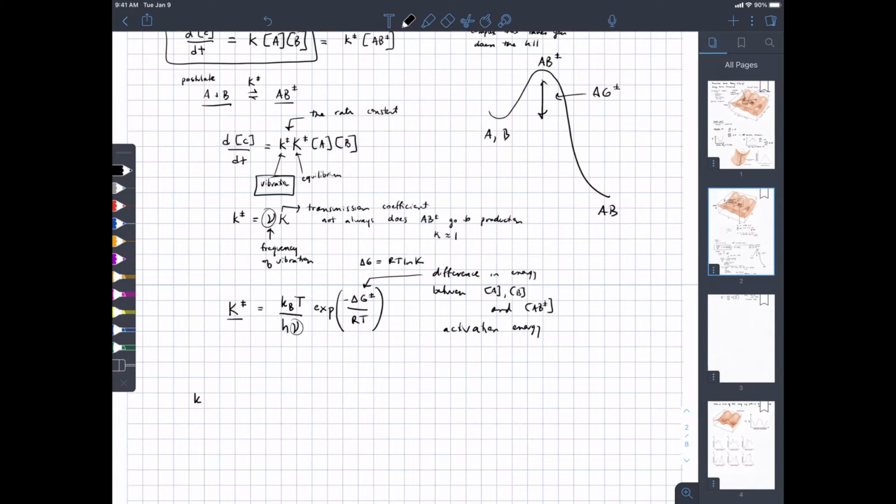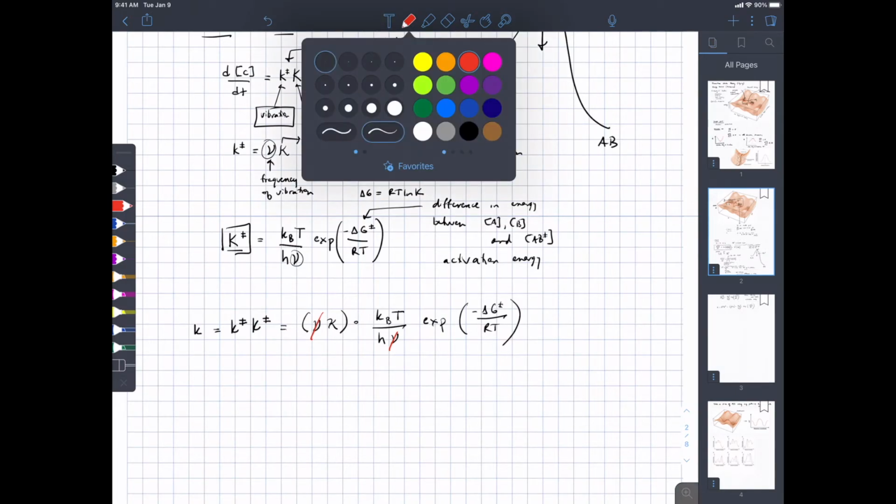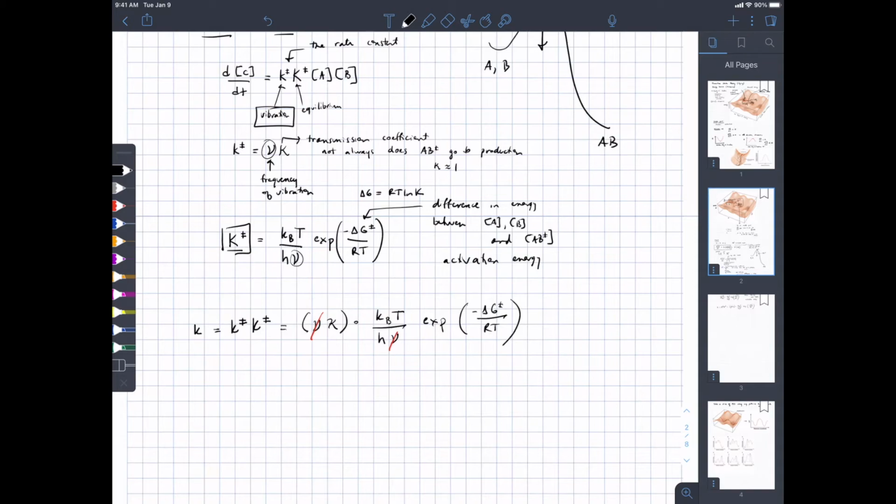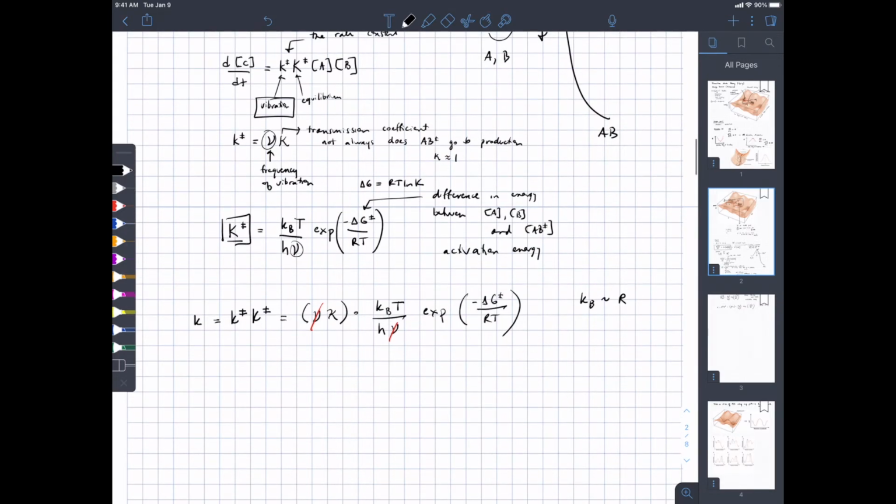All right, so our rate constant equals little k with the double dagger times big K with the double dagger, and little k equals the vibration times kappa, which we're going to assume is close to 1. Then big K double dagger is Boltzmann's constant times temperature over Planck's constant times the frequency, times the number e raised to the delta G over RT. Our frequencies are actually going to cancel out. And we can rearrange all of this. Depending on your units, k_B, Boltzmann's constant, and R are the same thing. Boltzmann's constant, I think, is per particle, while the gas constant R is per mole.